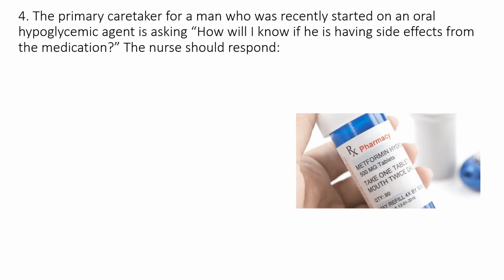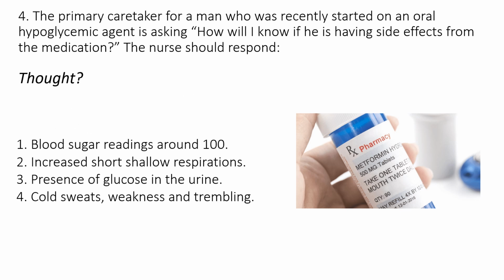Number 4, the primary caretaker for a man who was recently started on an oral hypoglycemic agent is asking, how will I know if he is having side effects from the medication? The nurse should respond. Number 1, blood sugar readings around 100. Number 2, increased short, shallow respirations. Number 3, presence of glucose in the urine. Number 4, cold sweats, weakness, and trembling.